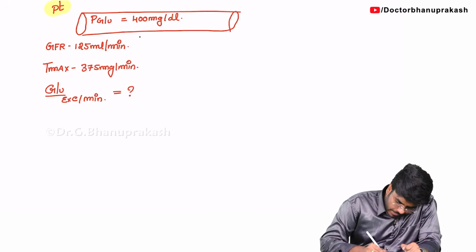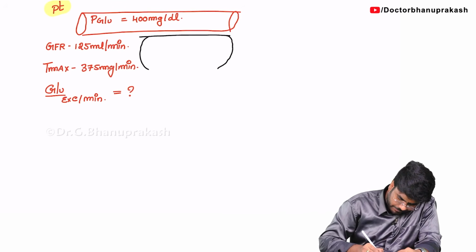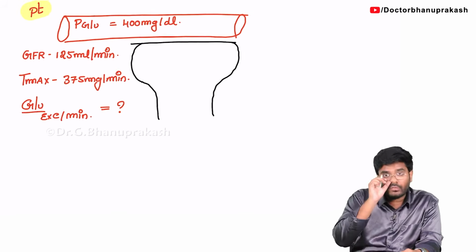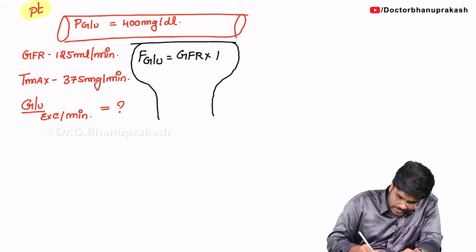Now, simple. Here will be the Bowman's capsule, right? Let's say here is a Bowman's capsule. Now, you tell me how to calculate the filtered load of glucose. First you have to calculate the filtered load of the glucose. The filtered load of glucose, how much? The formula is GFR times plasma glucose concentration.